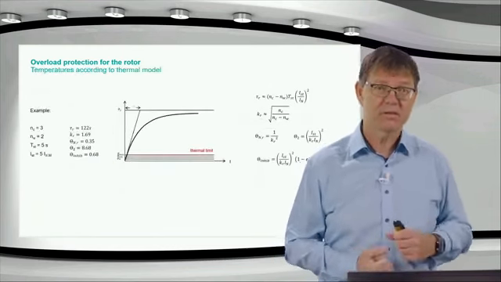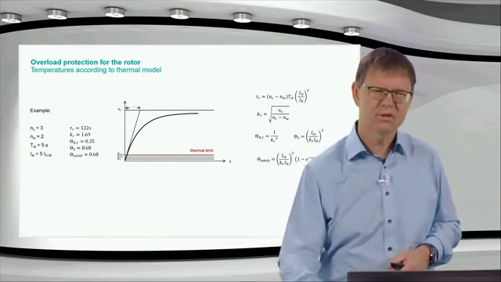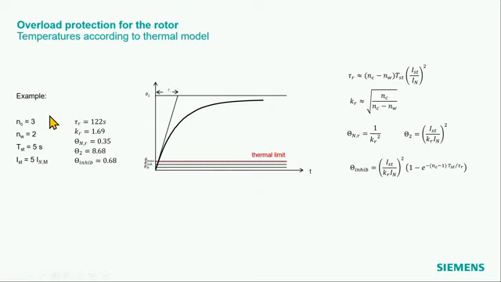To have a little bit a better feeling what's going on, I just make a calculation example. I think a rather standard thing here. I have 3 starts from cold, 2 from warm allowed. And then I took 5 seconds starting time and 5 times nominal current as my starting current. And then we come to these quantities here. So I have a tau of 122 seconds. So this is a little bit more than 2 minutes.